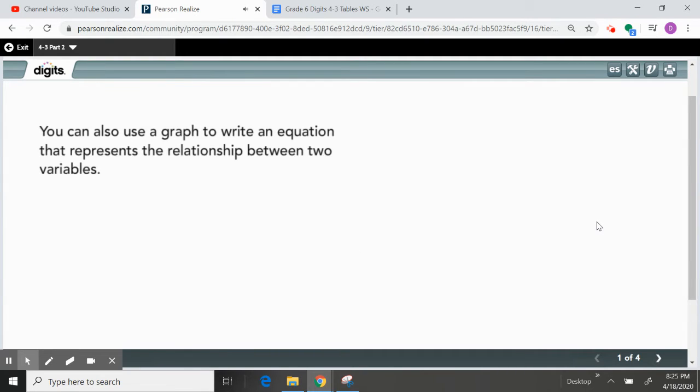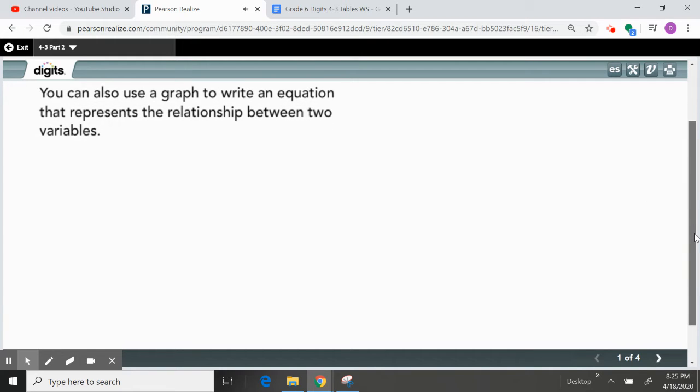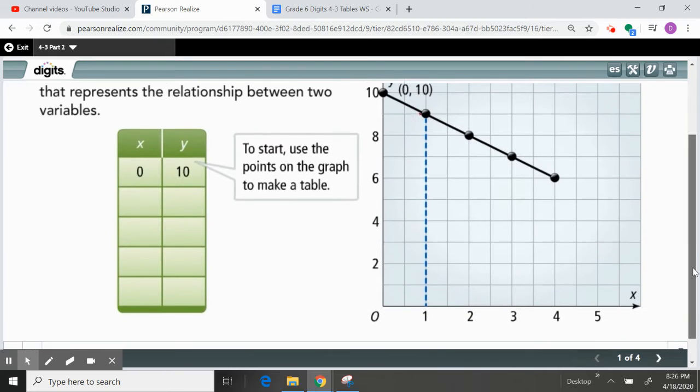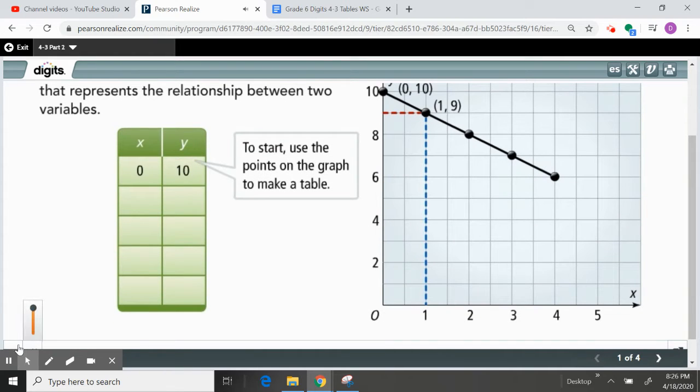You can also use a graph or an equation that represents the relationship between 2 variables. To start, use the points on the graph to make a table. The first point on the graph is at 0, 10. The second point on the graph is at 1, 9.